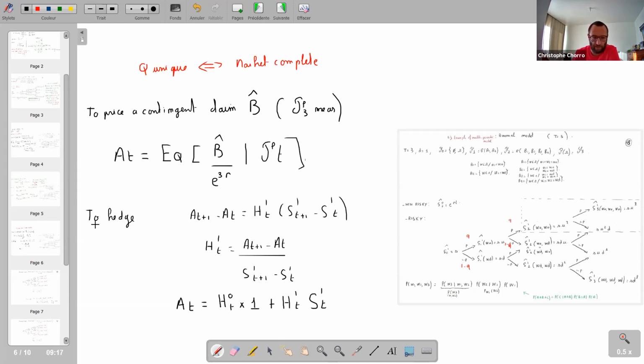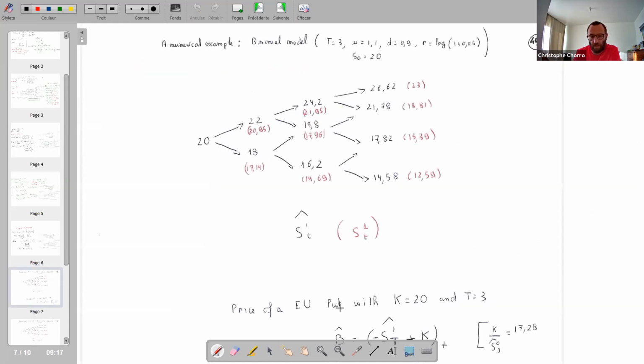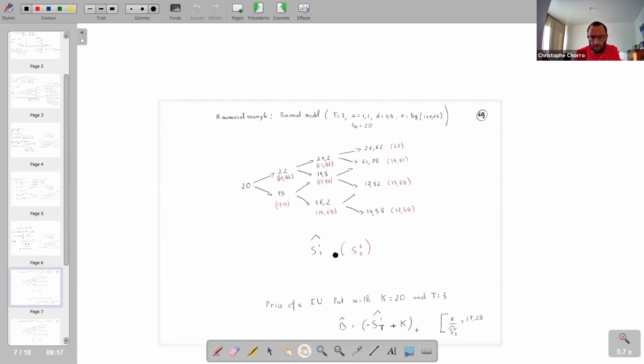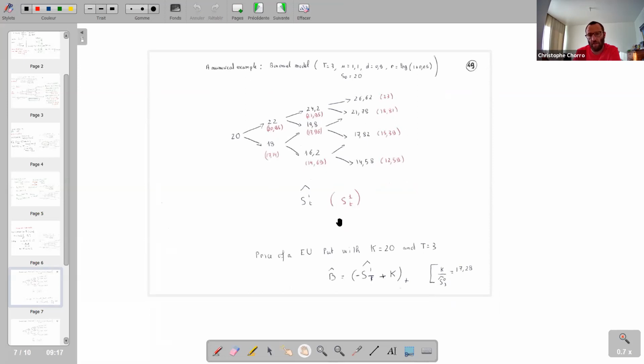So let's see what happened here. I am in this situation. It's what I want to do. So I have taken the previous situation with 3 periods, U equal to 1.1, D equal to 0.9, and R equal to the logarithm of 1 plus 0.05. So first you remark that here you have exponential R strictly greater than D and strictly less than U. So you have no arbitrage here, okay?